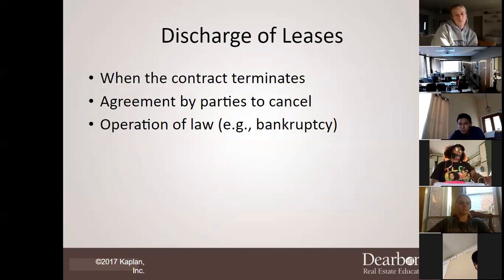Okay, different ways that you can discharge or terminate a contract. When the contract expires, when the contract is done, the lease ends. If the parties both agree, then the lease is terminated. Operation of law: if the guy goes bankrupt or something like that, that's one way that you can terminate a lease.